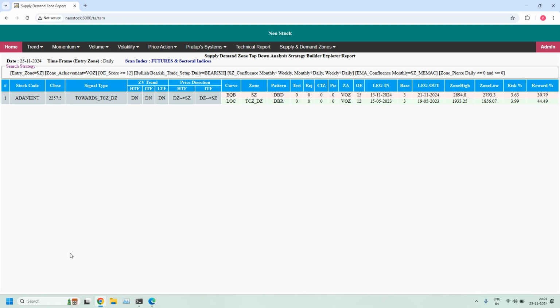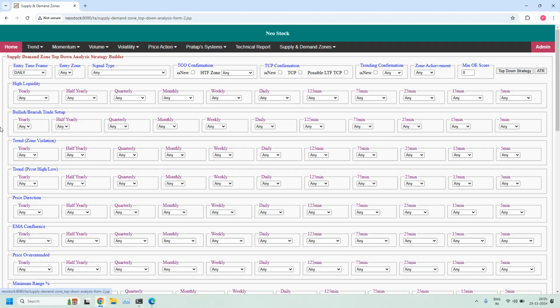This is a high probability bearish trade setup stock. Okay, next one is weekly income trade, bullish trade setup. Entry time frame 75 minutes, entry zone demand zone, bullish or bearish trade setup. At 75 minutes I am selecting bullish.